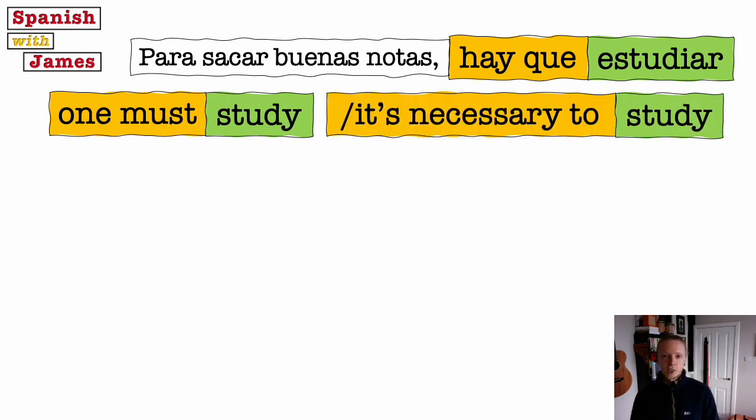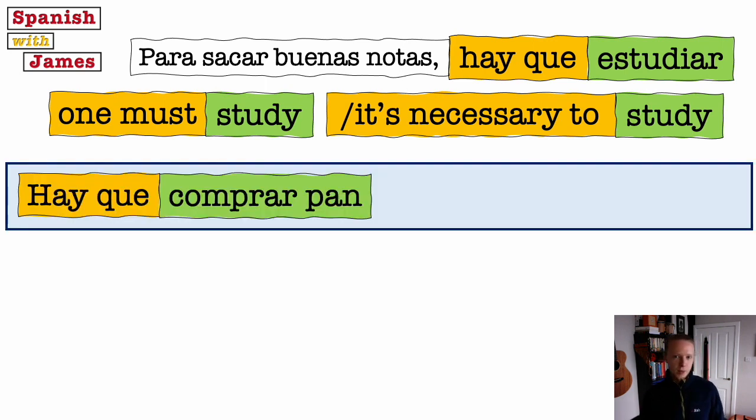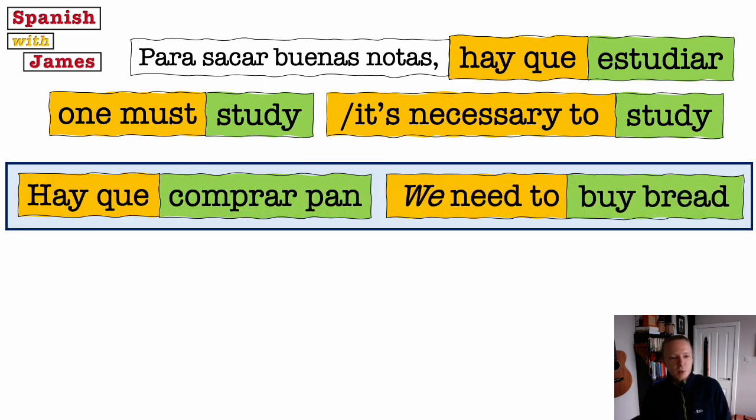My favorite example actually when teaching hay que is how we use it at home. My wife speaks Spanish, and if we need to buy something, she'll say like, hay que comprar pan, or hay que comprar mandarinas. Here we could translate this as we need to buy bread, but actually she's not saying tengo que comprar pan, I have to buy bread, or tienes que comprar pan, you have to buy bread. She could say tenemos que comprar pan, we have to buy bread. But in Spanish it's more common to say hay que comprar, and then the thing that you need to buy. You're just sort of saying it's necessary to buy bread.